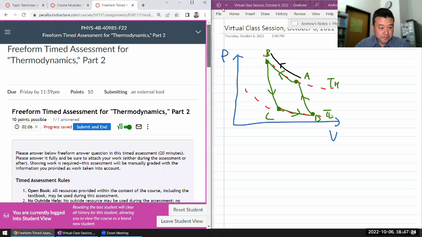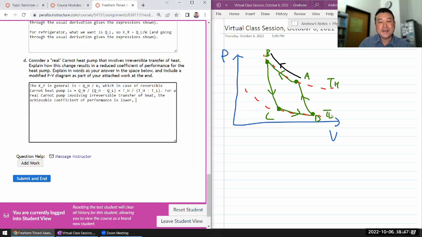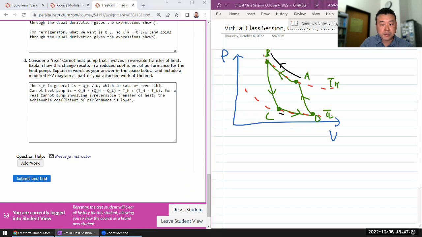Let me check time. Okay, 2 minutes. And on the other side, while the heat pump is doing work on the system, on this part the heat is entering the pump. So the temperature here has to be lower.